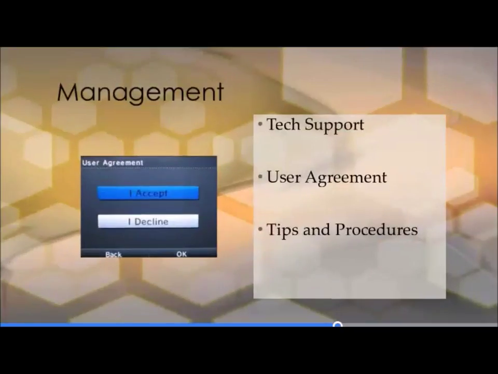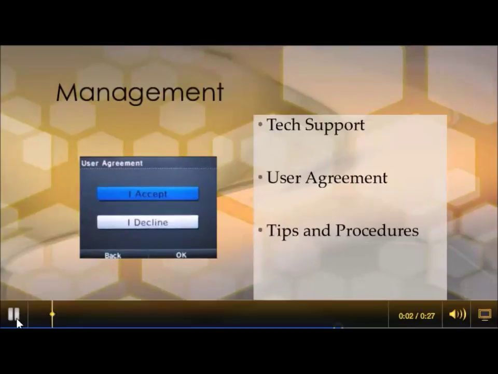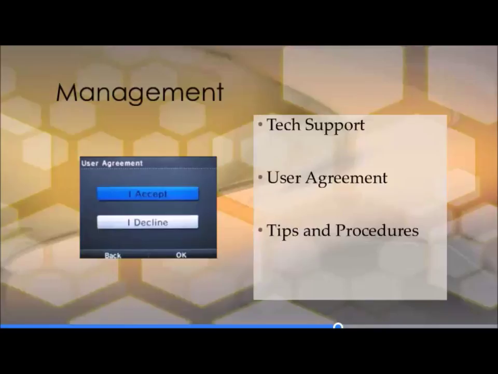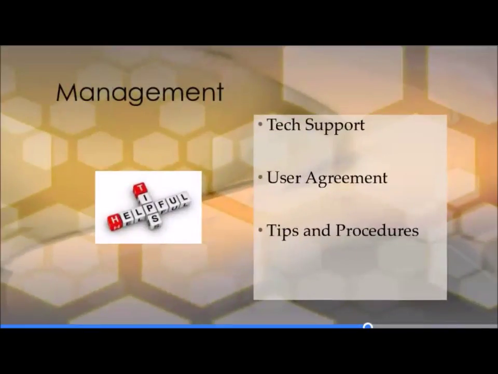Have a user agreement. This agreement is a list of procedures that the students are to abide by while using the technology, as well as the consequences for abusing the privileges or the devices. Read over this at the beginning of the year and make sure the students understand everything that is on the agreement before they sign it. Tips and procedures. One management strategy that helps incorporate the students is to allow the students to come up with their own list of tips and procedures for when using the technology.